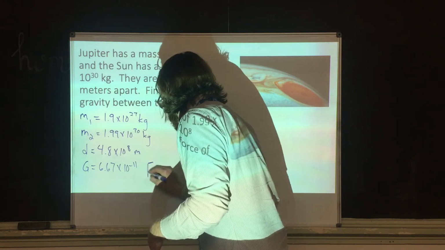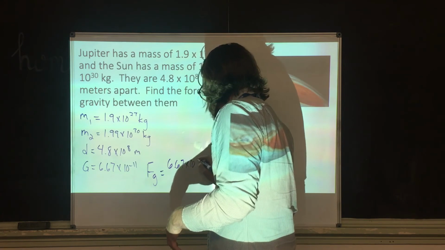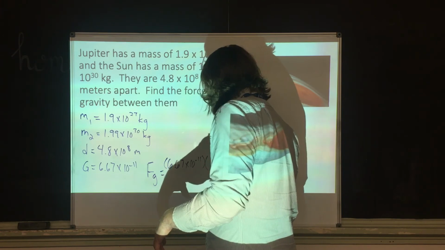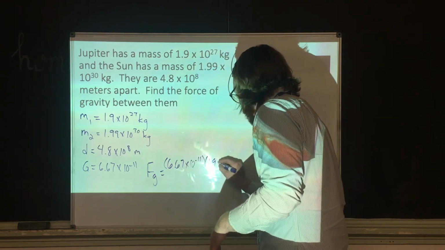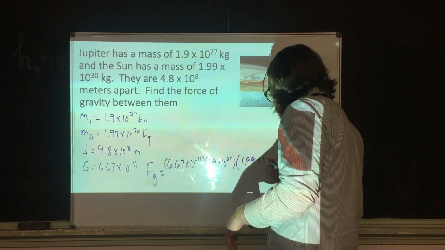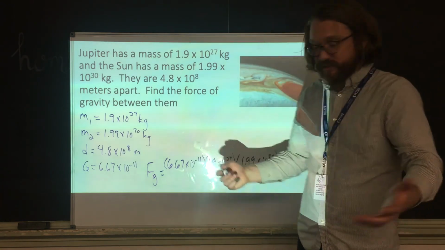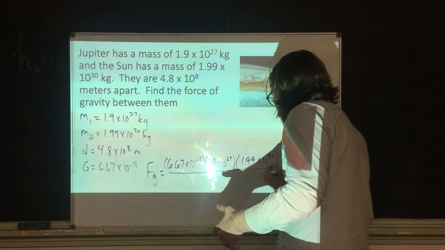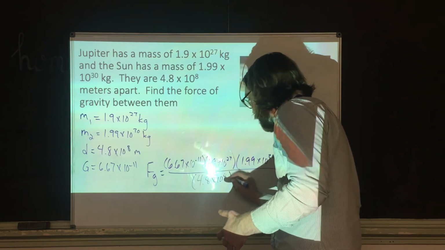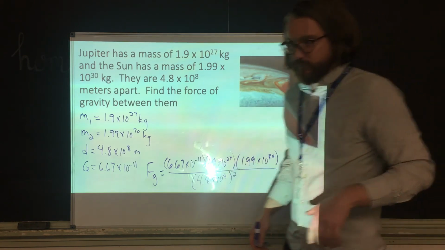All right, force of gravity is equal to big G, 6.67 times 10 to the negative 11, okay, times M1, which is 1.9 times 10 to the 27th, times M2, 1.99 times 10 to the 30th. Okay, so I just have big G times M1 times M2. You always do this the same way. And you divide this whole thing by the distance, 4.8 times 10 to the 8th. And you gotta remember that even though this is already a huge number, you gotta square it.